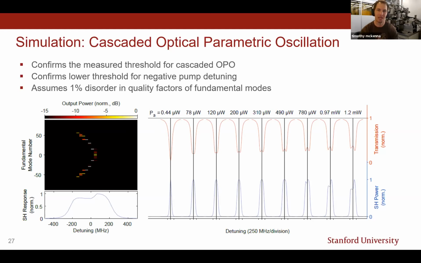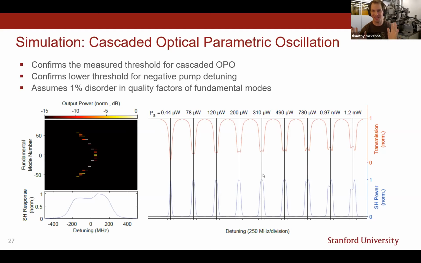And for this particular simulation, we assumed 1% disorder in the quality factors of our fundamental modes. And that's why you get a little bit of sparsity in this spectrum. That's because there is going to be some difference in the line widths of all these modes, so you might not actually meet threshold for certain mode pairings.